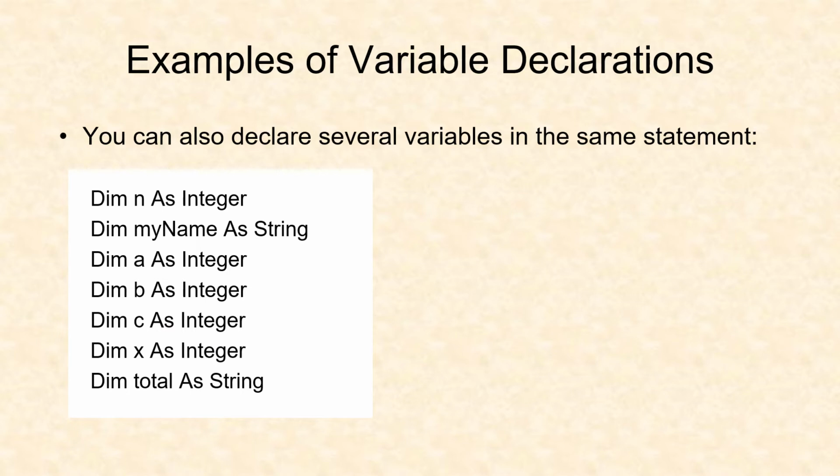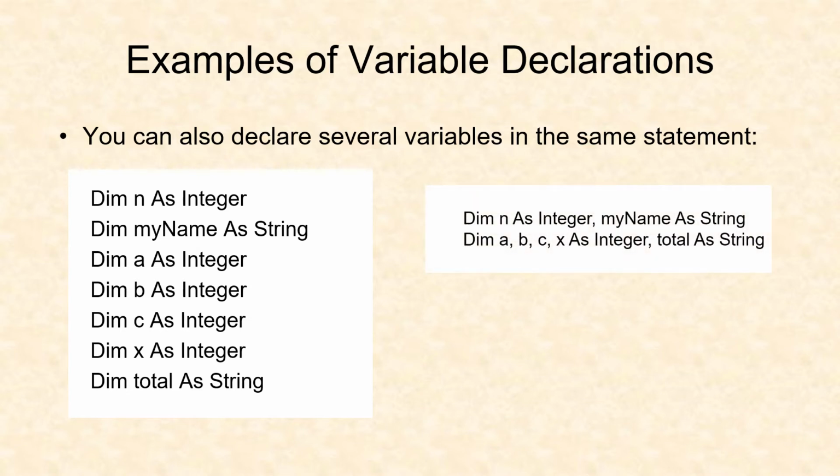Here's a little hint to create more efficiency when you're declaring variables. Now you could declare variables all on separate lines as I have listed here, but you could also do this. The contents of the left screen are the same as on the right screen. Notice I took dim n as integer, and I took my name as string, and I simply put a comma in between them, still using the dim statement.